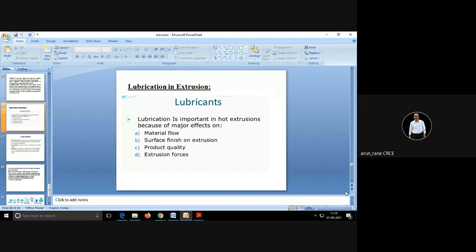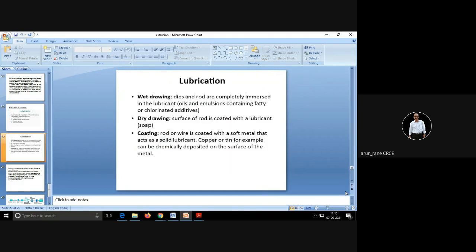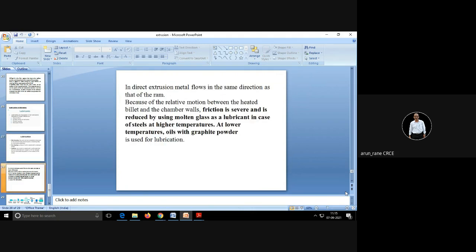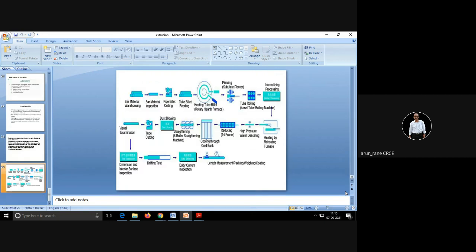So in order to reduce the friction, this lubrication is very important in extrusion, because it affects material flow, it affects surface finish, it affects product quality, etc. Wet drawing matlab you are using the lubricant. Dry drawing matlab there is no lubrication, so friction will be more, the force requirement will be more.